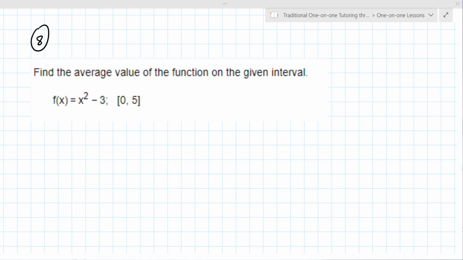So let me change the window slightly, make this a little bit easier. -2 to 7. I don't know, -5 to 20. Does that look a little better? A little better. Okay.